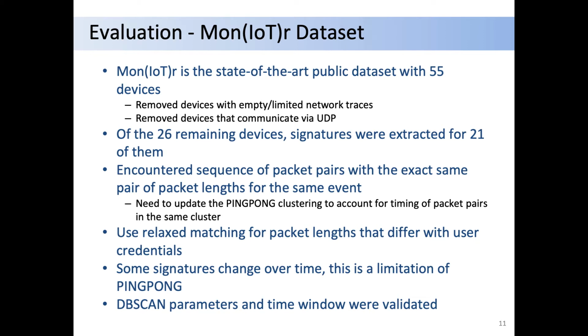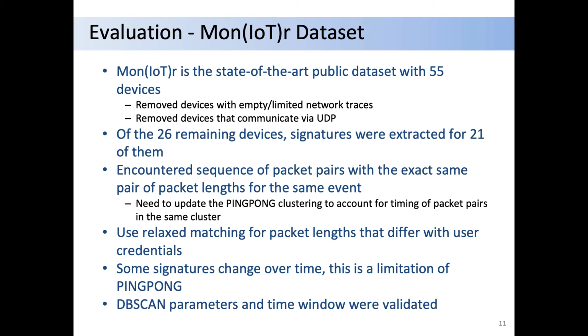They were able to use relaxed matching for packet lengths that differ with user credentials. So if my smart home uses my username as part of the packet header, and then Runal's uses his username, they're going to be different. So we can add a variability measure there to get us to actually match the same signature.